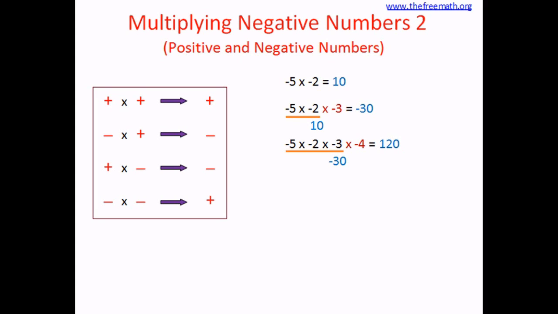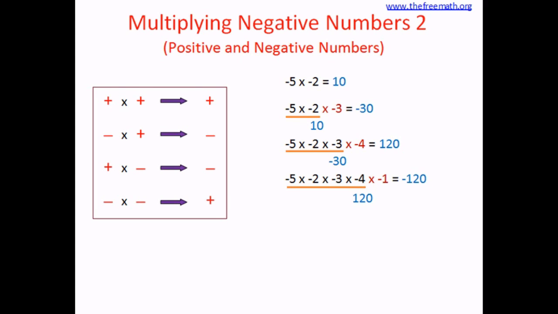Let's multiply 5 numbers this time. Negative 5 multiplied by negative 2 multiplied by negative 3 multiplied by negative 4 multiplied by negative 1. The product of the first four numbers is 120. That means you are going to multiply 120 by negative 1. One positive, one negative, so the product is going to be negative. So 120 ones are 120, so the answer is negative 120.